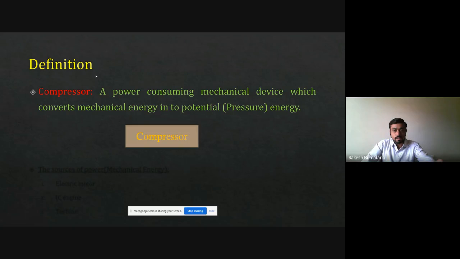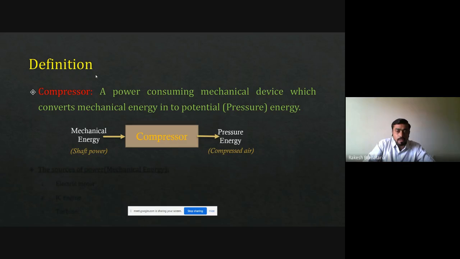So simply we can say that a compressor is one type of box. In that box we are giving mechanical energy in the form of shaft power at one end, and we are getting pressure energy in the form of compressed air at the other end. The question in mind is how can we get mechanical energy to run the compressor?